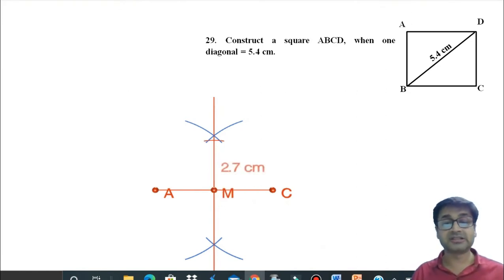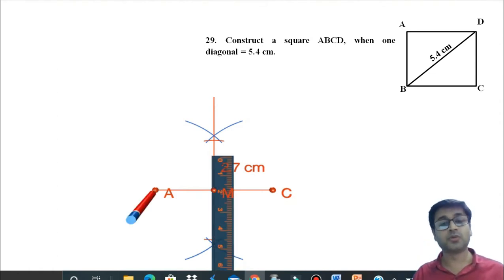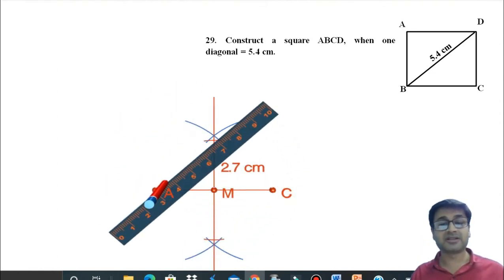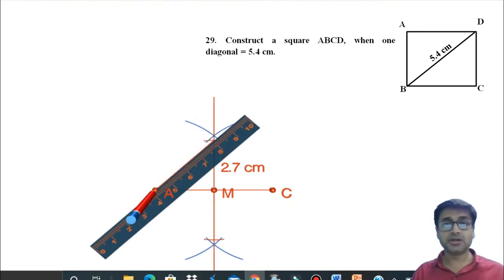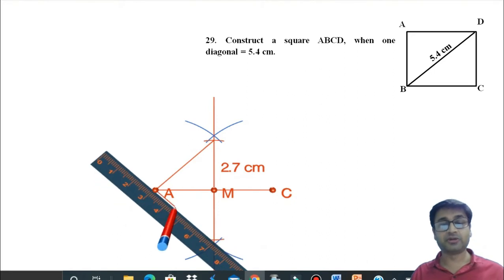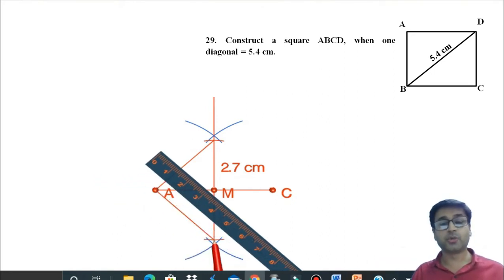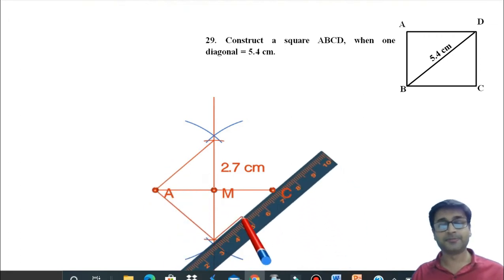Come on, pause at least now. Complete the entire diagram, come back. By now I have done lots of sums based on this two diagonal method, and I'm sure one sum in the exam you will definitely see. So you should have mastered this by now. Joining AB, joining BC, joining CD and AD, four sides, and then plotting or giving the names. That will give you your square ABCD with the diagonal.